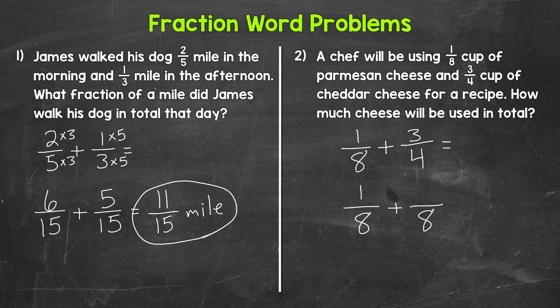Now for 3/4. Well, we know 4 times 2 gives us that denominator of 8. Whatever we do to the denominator, we must do to the numerator in order to keep this equivalent. 3 times 2 gives us 6. So 6/8 is our renamed fraction. Now we have a common denominator, so we can add. Let's add the numerators. 1 plus 6 gives us 7, and then we keep the denominator of 8. So our answer here, 7/8.